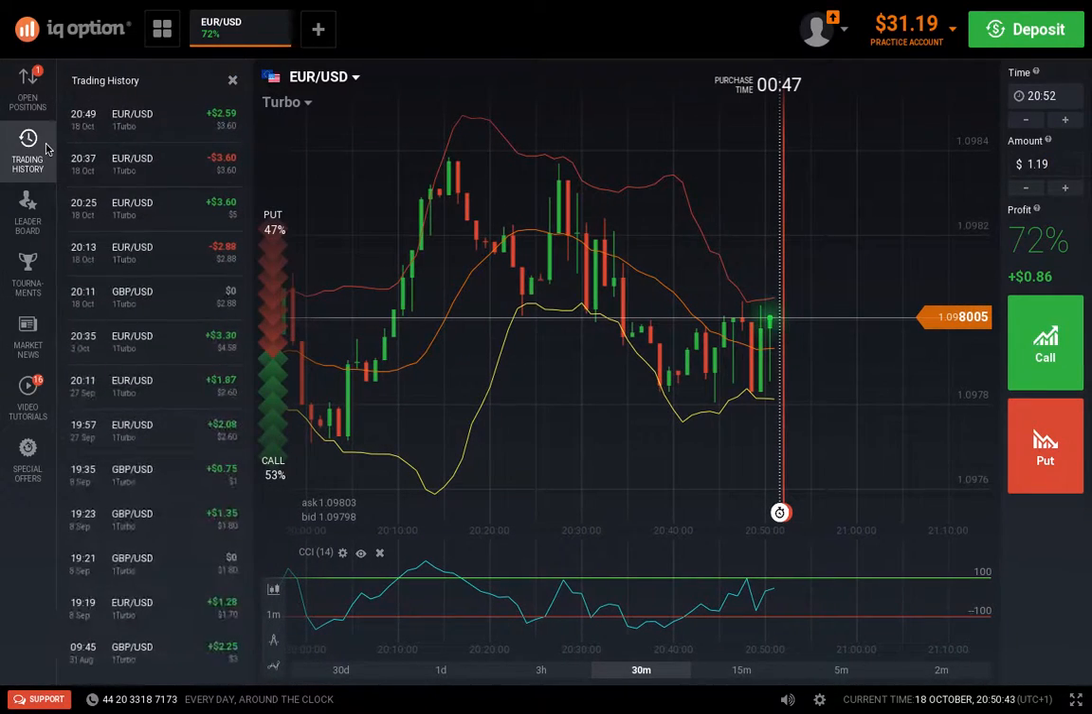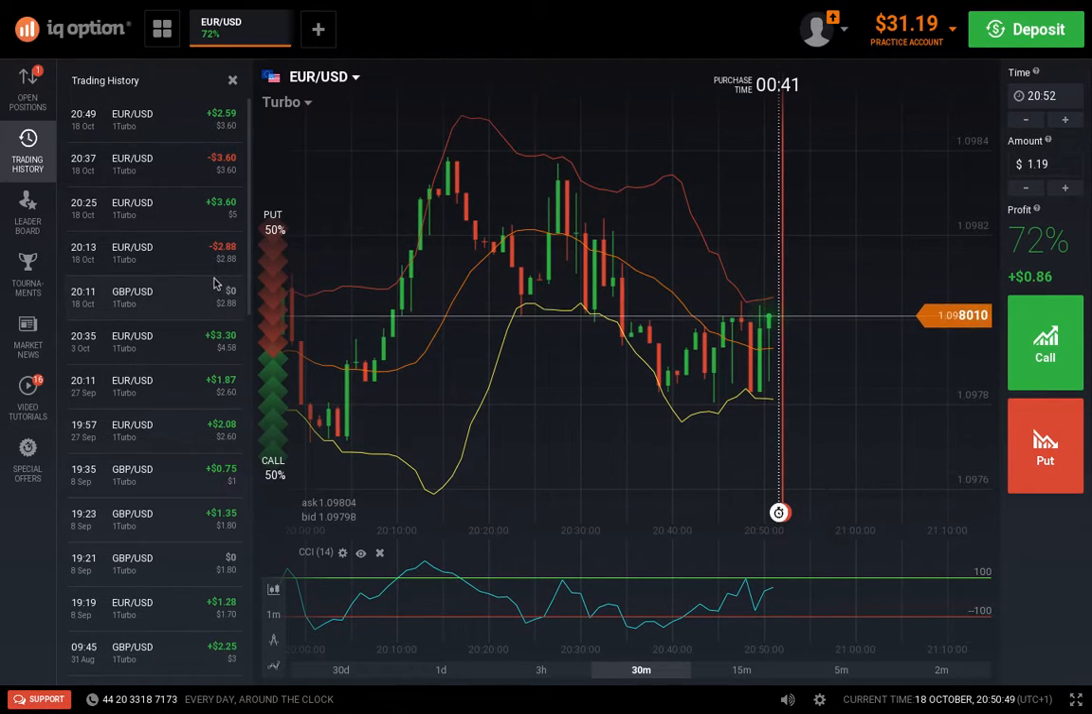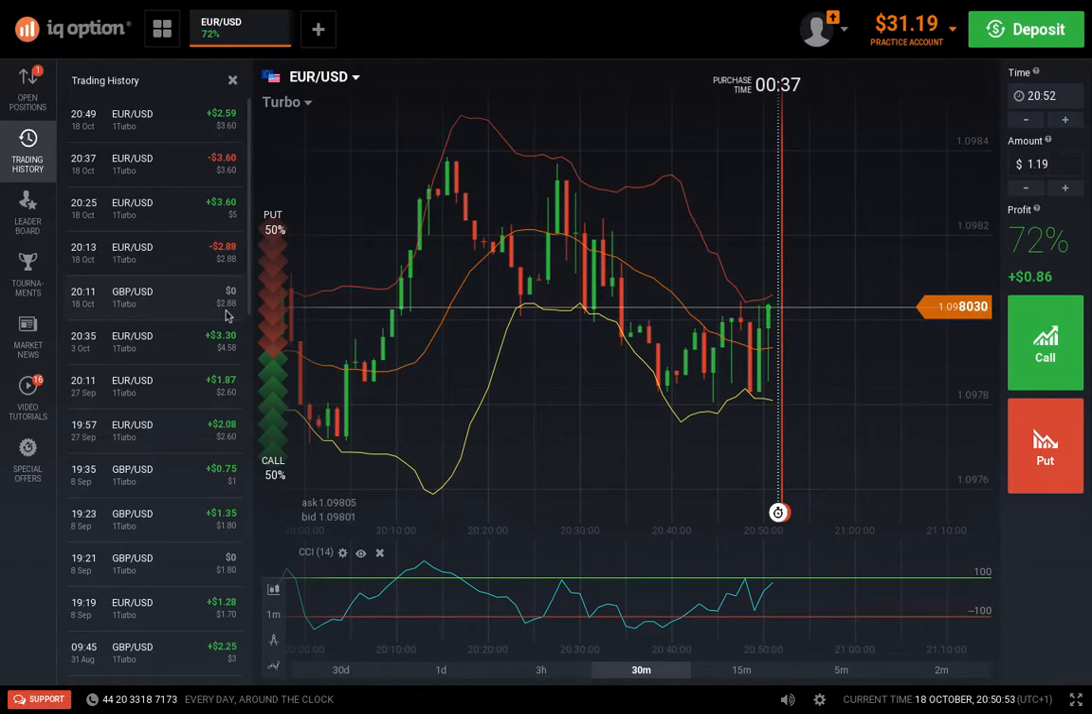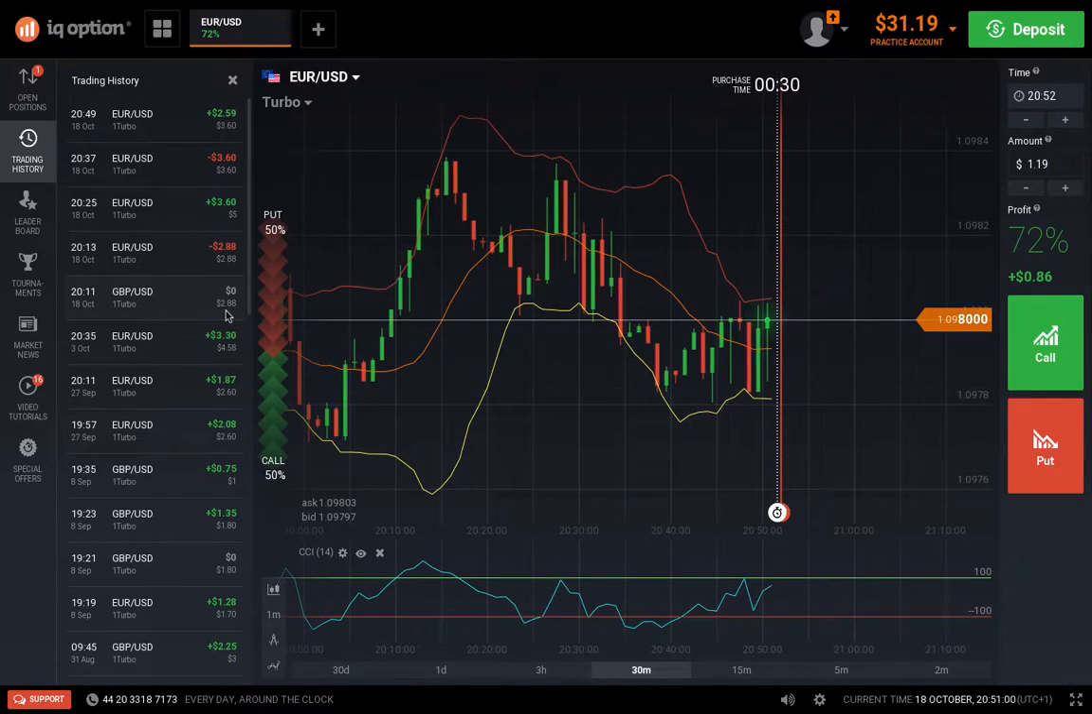So I did 5 trades today. I only won 2 and I only lost 2. I think this one was quite unlucky to get the draw, but yeah. So 5 trades, 2 losses. Leave it at that.